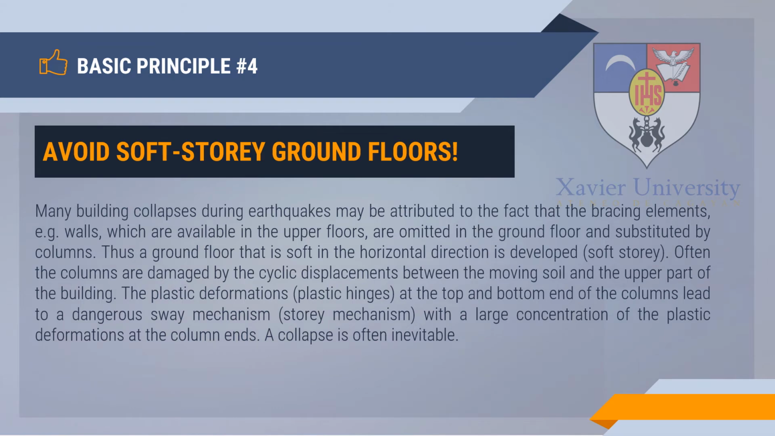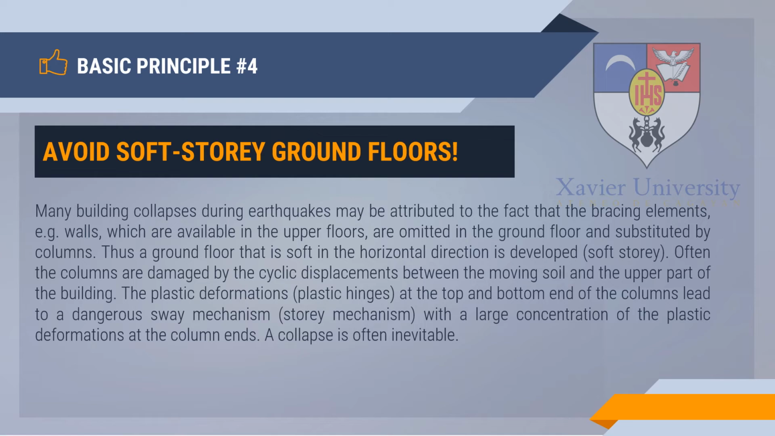Many building collapses during earthquakes may be attributed to the fact that the bracing elements, such as walls, which are available in the upper floors, are omitted in the ground floor and substituted by columns. Thus, a ground floor that is soft in the horizontal direction is developed. That is what we call a soft story.